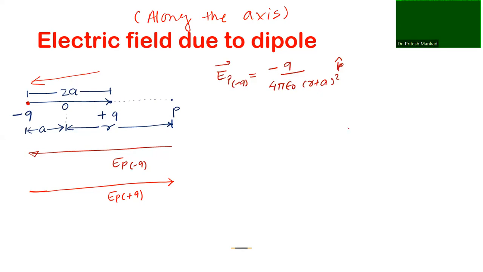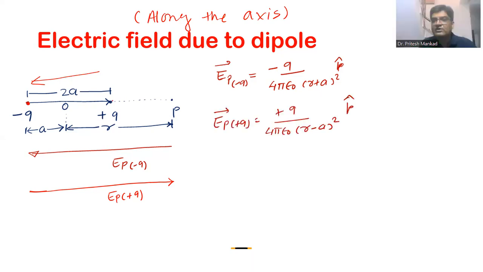So that's all right. This is something which is already known to us using Coulomb's law. Now, the second charge, that is plus Q, is also a point charge, and it is going to offer the electric field in the opposite direction. It is given by plus Q over 4 pi epsilon 0 into (r minus a) square, and this is also as per Coulomb's law.